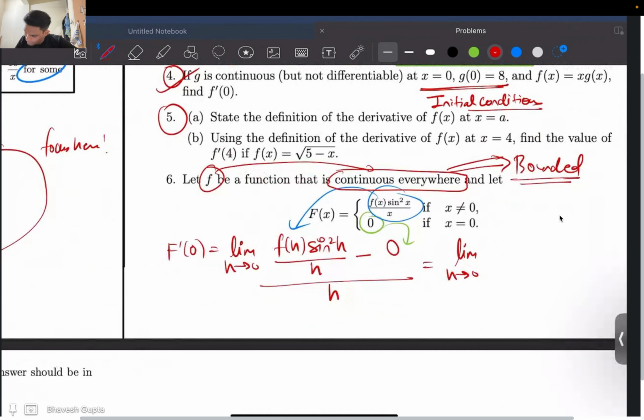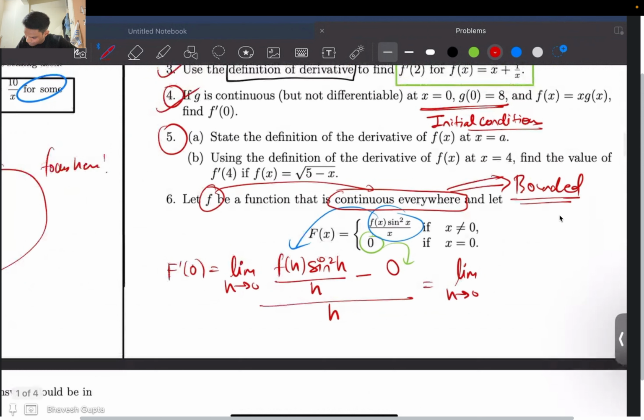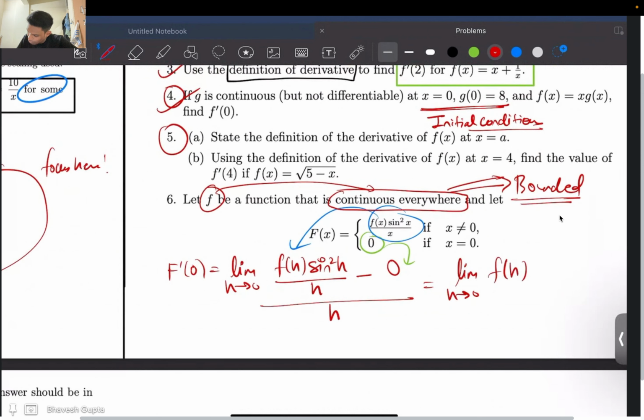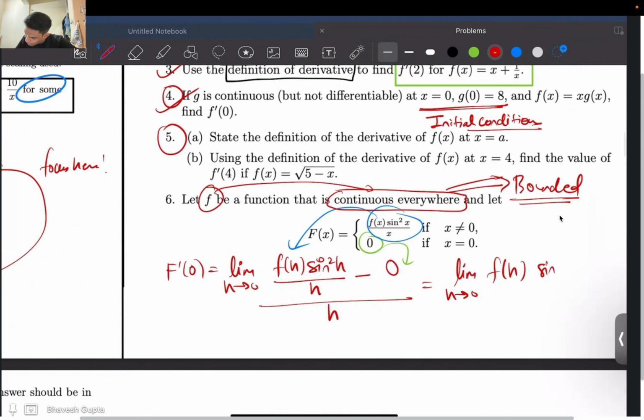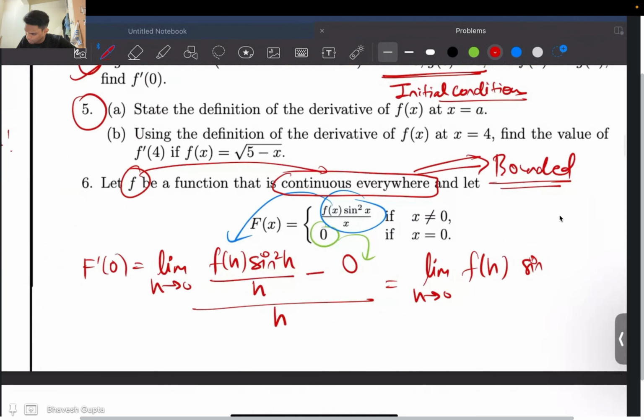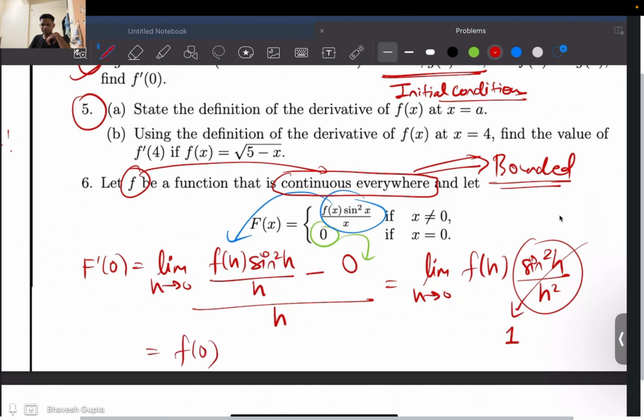extensively, that f of h sine square h over h square. This whole thing will tend to 1. So you have basically f of 0. I guess this is simple, right? Nothing complicated. Everybody knows that sine h over h tends to 1, right? Yes, sir.